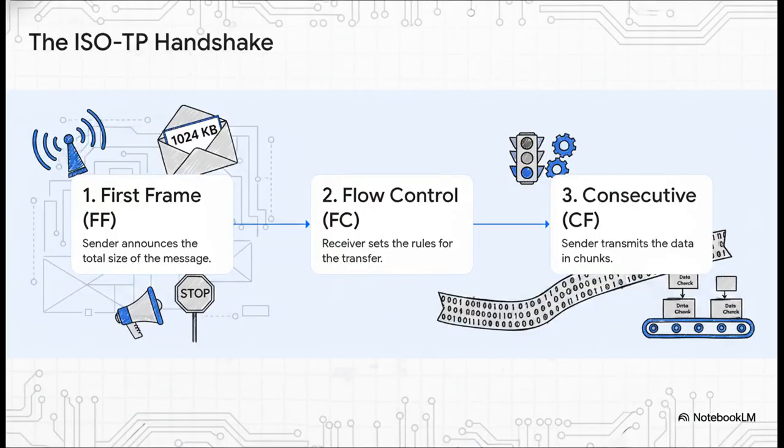The whole process is kind of like a 3-step dance. First, the sender kicks things off with a first frame. This is basically it saying, hey, listen up, I've got a big message coming your way and it's this many bytes in total. Then, the receiver replies with a flow control frame, which sets the ground rules. And only then does the sender start streaming all the data in what are called consecutive frames.